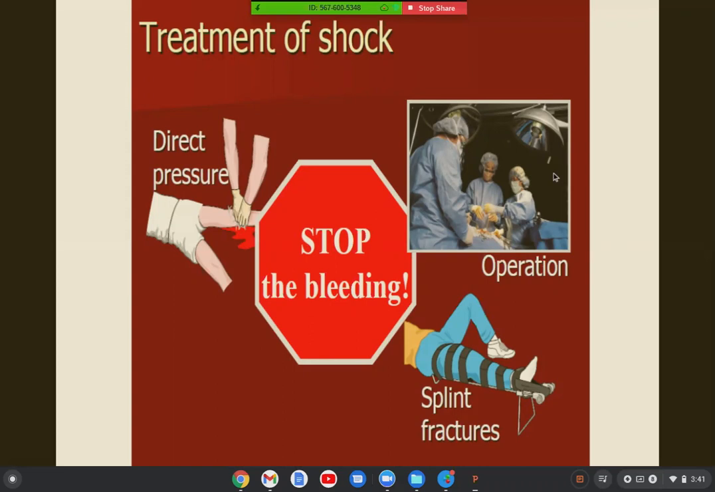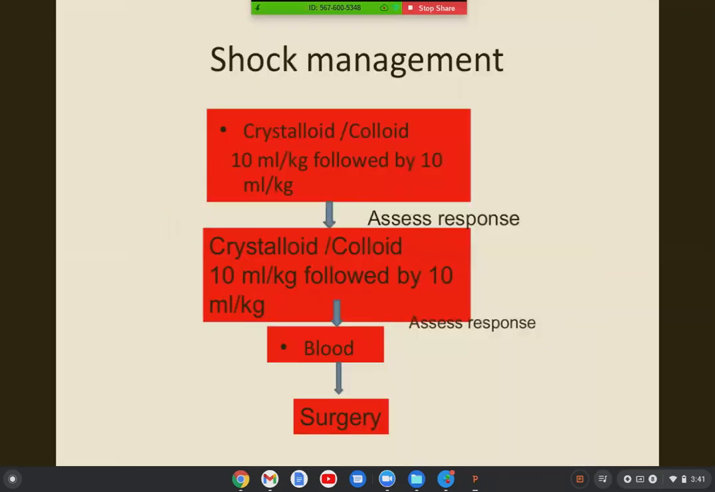What comes in managing these children? Crystalloid or colloid 10 ml per kg followed by 10 ml per kg. Reassess the response. Again, if not responded and blood is not arranged, 10 ml per kg, 10 ml per kg, 20 ml per kg, 20 ml per kg, two boluses are given. Assess response. No stabilization, blood. Assess response after giving blood. No stabilization, emergency surgery. Do not wait, anticipate and plan accordingly because time is of the essence in saving life.